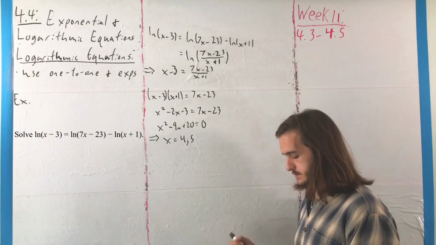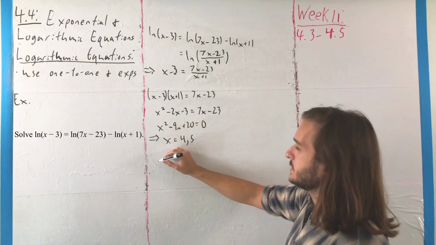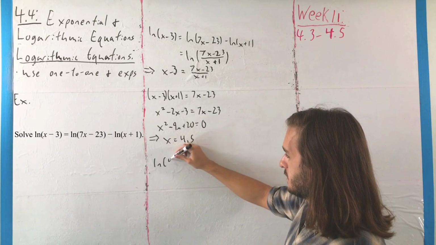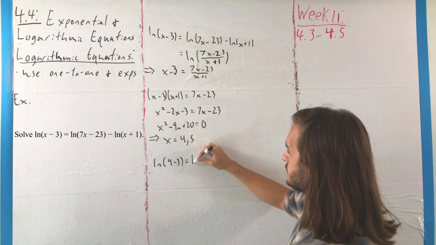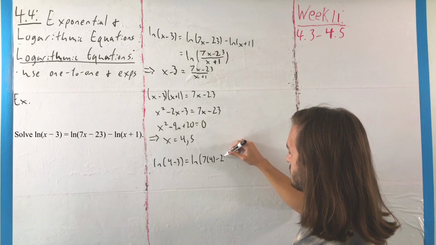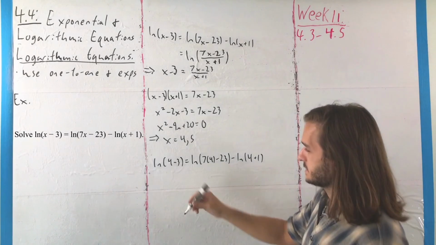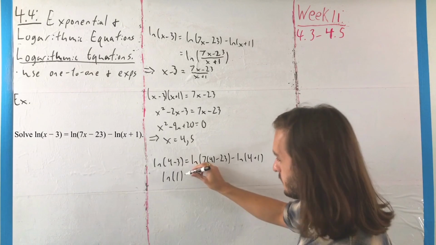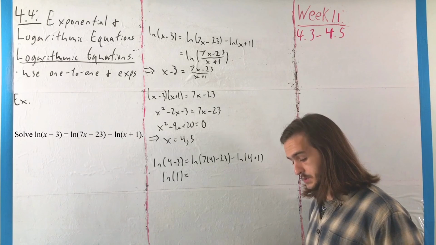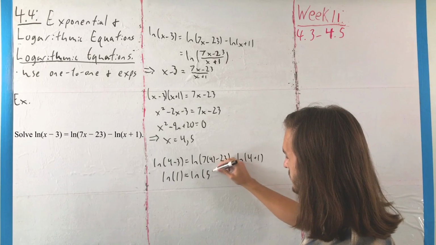So just off to the side here, I'm going to run through each of them. If we take 4, starting from the top, we'd have the natural logarithm of 4 minus 3 is equal to the natural logarithm of 7 times 4 minus 23 minus the natural logarithm of 4 plus 1. On this side, we end up with the natural logarithm of 1, which I'm going to leave as the natural logarithm of 1 for a second, even though hopefully we know what that's supposed to be.